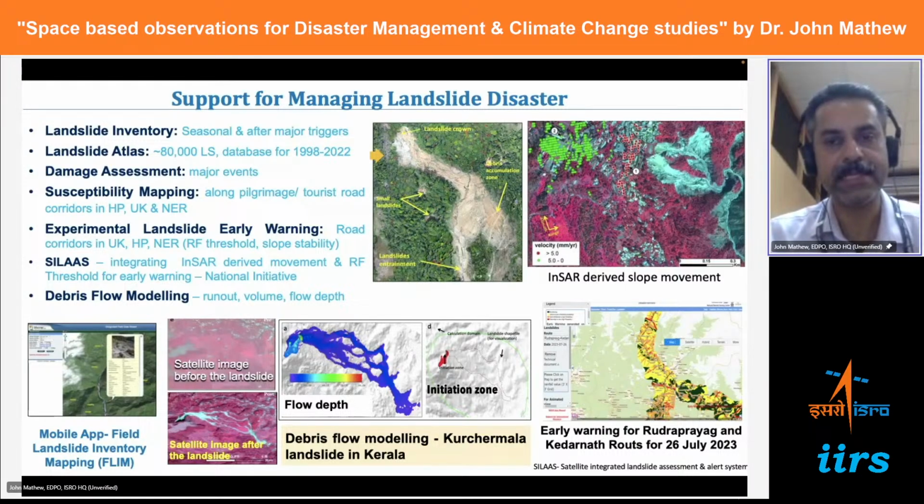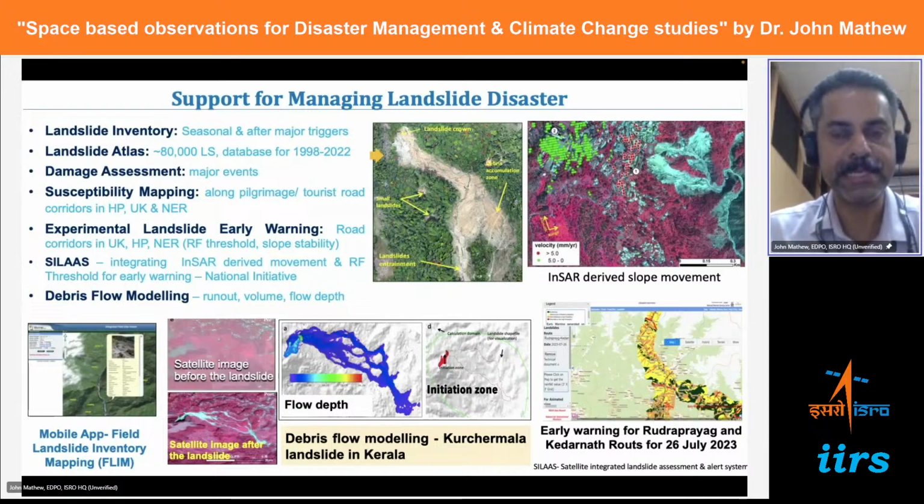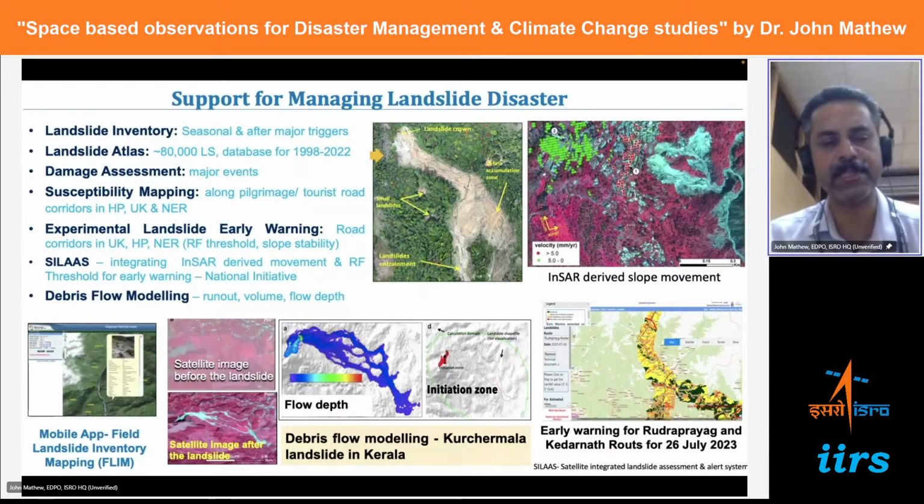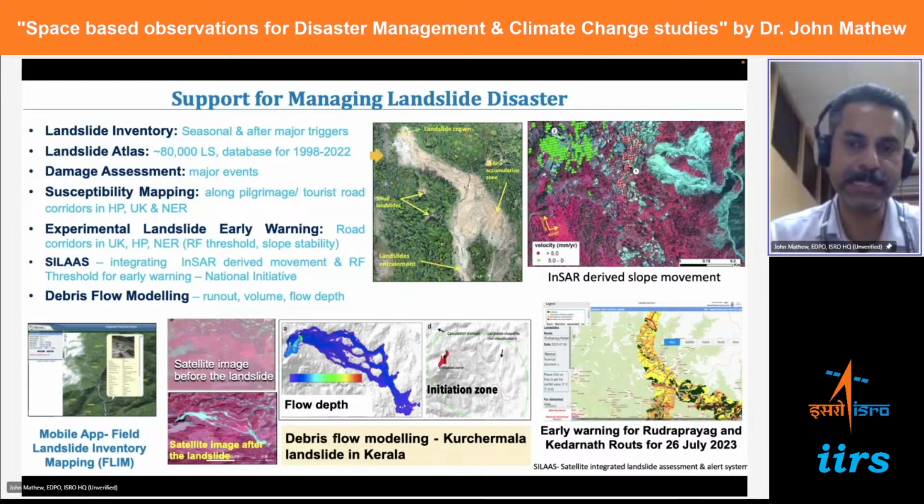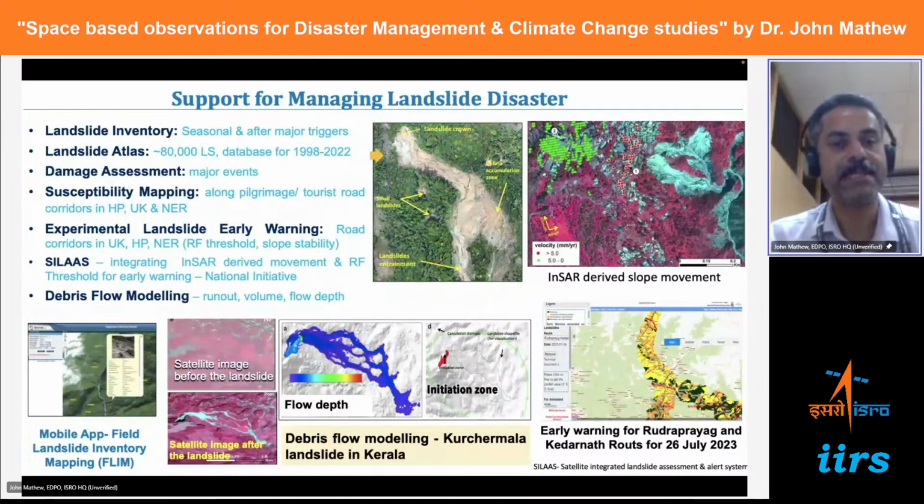And second, if there are large landslides, we also do the damage assessment, how much area is affected in terms of agriculture or loss of houses, etc. The third activity with respect to landslides is landslide susceptibility mapping. For example, for all the major pilgrimage and tourist route corridors in Uttarakhand, Himachal Pradesh, as well as in the northeastern region, we have used various inputs like the rock type, the vegetation, and the presence of joints or fractures in the rocks.